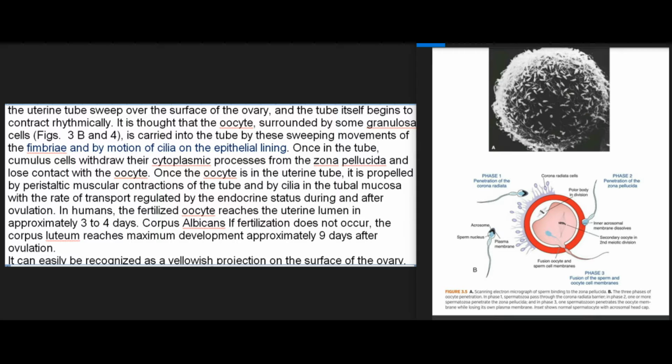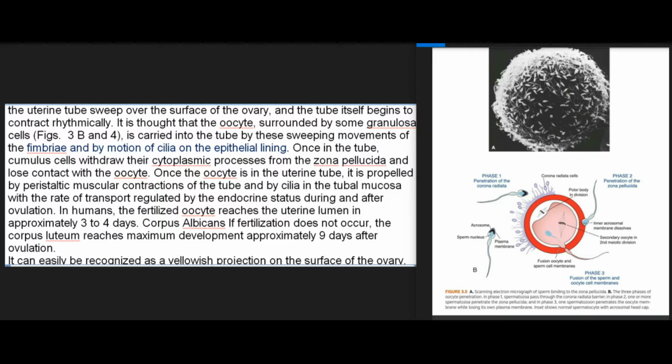Once the oocyte is in the uterine tube, it is propelled by peristaltic muscular contractions of the tube and by cilia in the tubal mucosa, with the rate of transport regulated by the endocrine status during and after ovulation. In humans, the fertilized oocyte reaches the uterine lumen in approximately 3 to 4 days. Corpus albicans. If fertilization does not occur, the corpus luteum reaches maximum development approximately 9 days after ovulation.